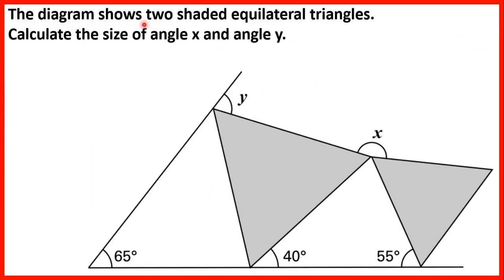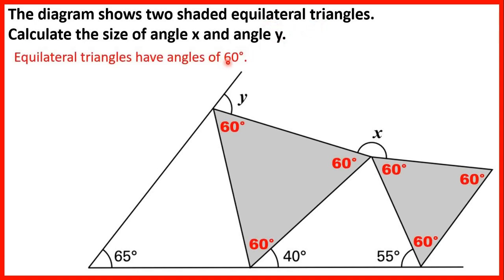The diagram shows 2 shaded equilateral triangles. Calculate the size of angle X and angle Y. So we need to remember that the angles in an equilateral triangle are always 60 degrees. That's because in a triangle the total of the angles is 180, and with equilateral triangles all of the angles will be the same size.